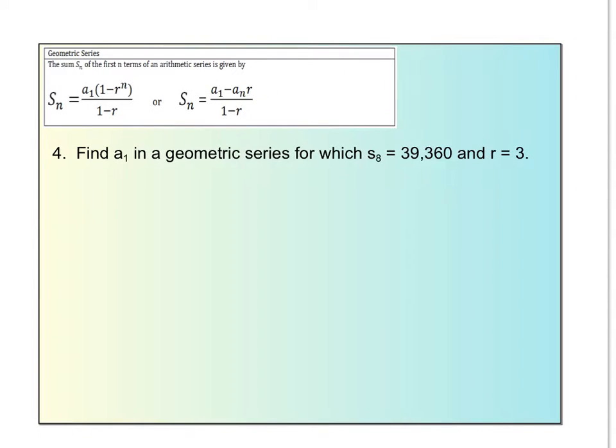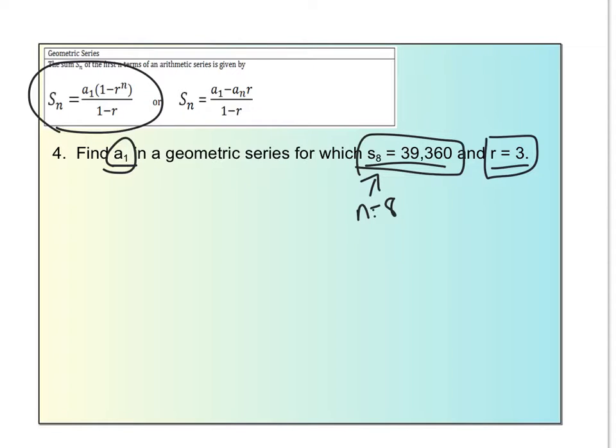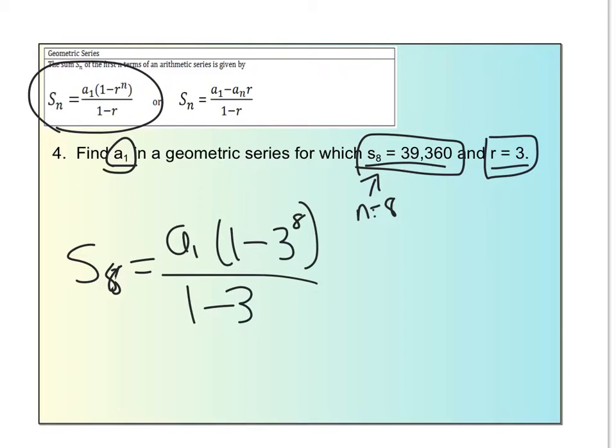All right, so taking a look here, find A1 in a geometric series where the sum is that and the R is that. Well, if I know my common ratio, I know what A1 is, and I know my sum, and I actually know the n is going to be 8, I want to use this one to solve. All right, I know that the sum of 8, that's an S despite how it looks, is going to be A1, which is what I'm looking for, 1 minus the common ratio raised to the 8th over 1 minus 3.